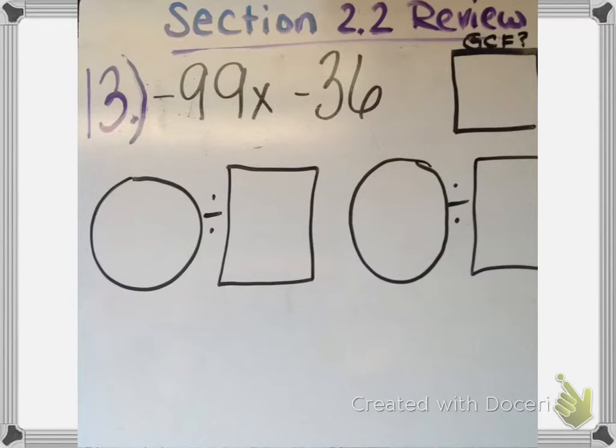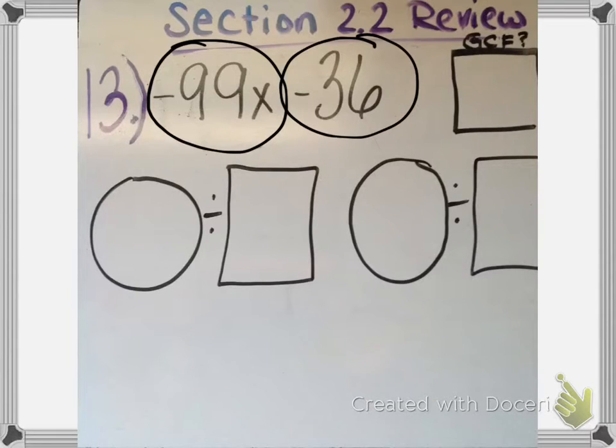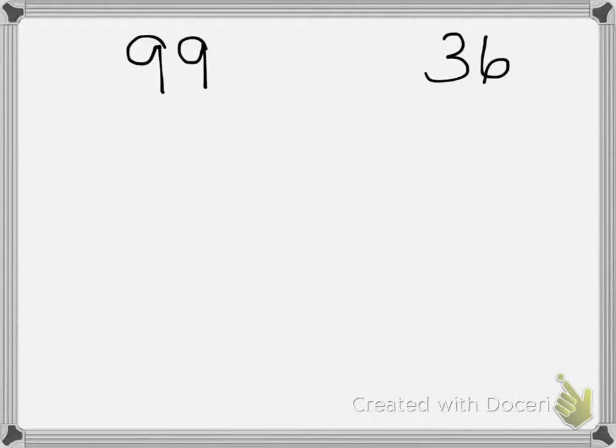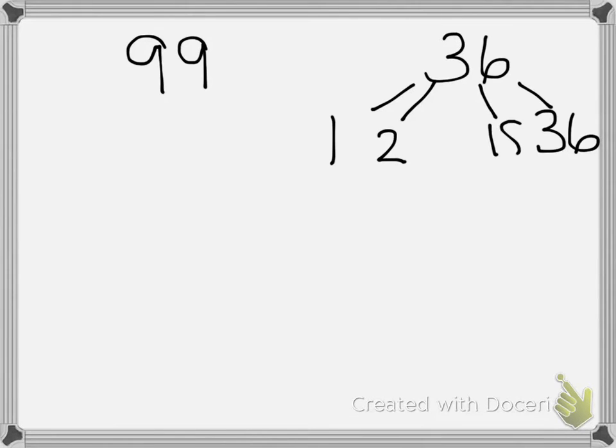Number 13, negative 99x minus 36. What answer did you get? First, find the greatest common factor of the two terms negative 99x and negative 36. You should have seen that the first term was negative, so our greatest common factor is going to be negative. Let's look at the smaller number, 36. We do have 1 times 36 equals 36. You do have 2 times 18 equals 36. You do have 3 times 12 equals 36.